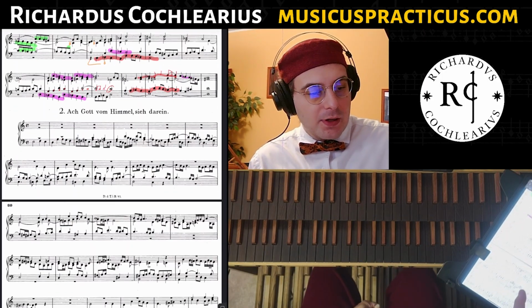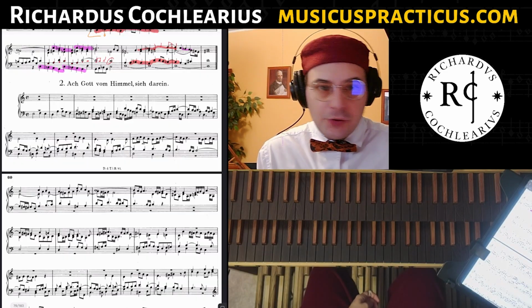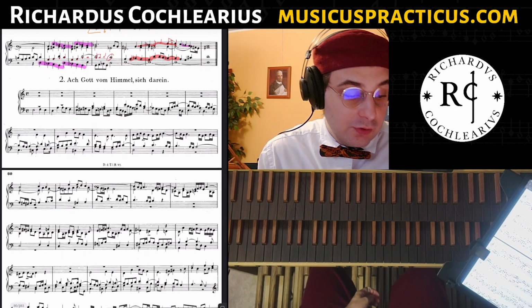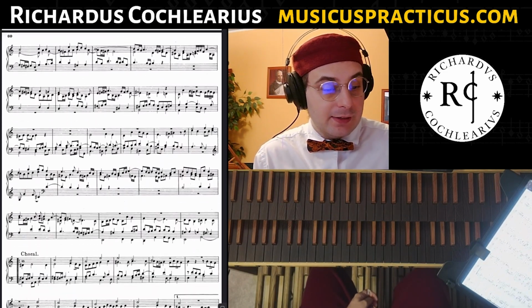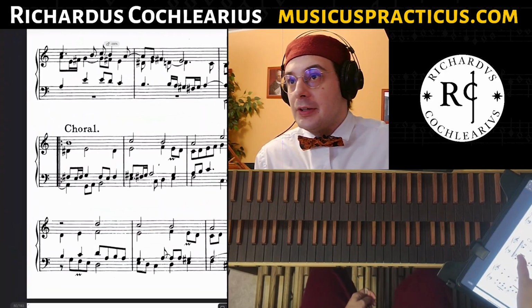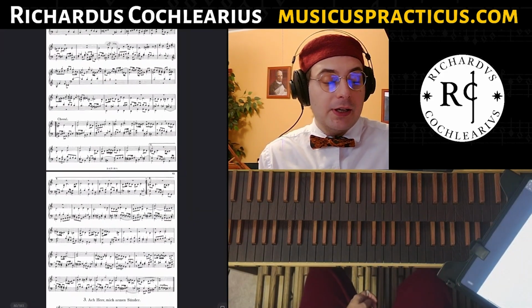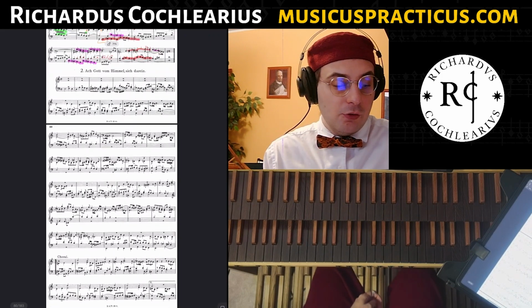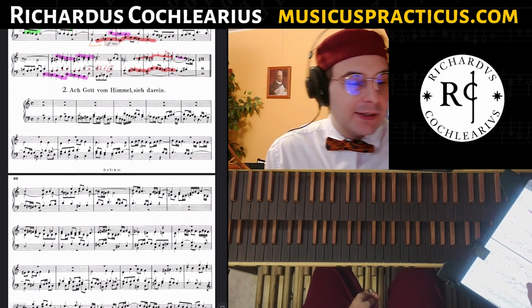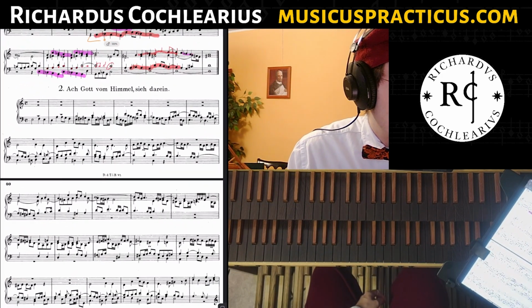Okay, now this is very interesting because we have a first section with the imitations based on the melody of the chorale, and the second part starting from this point where we have the writing chorale, where we have the full chorale melody in the soprano. And so let's go through this piece and let's study it.